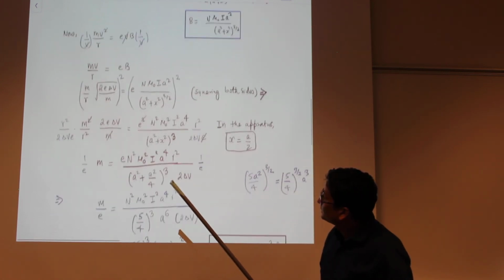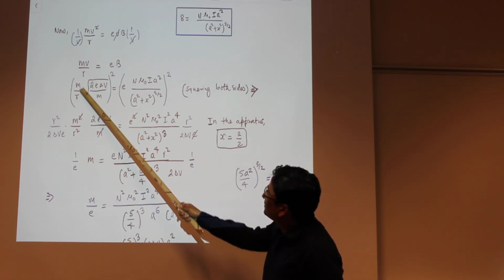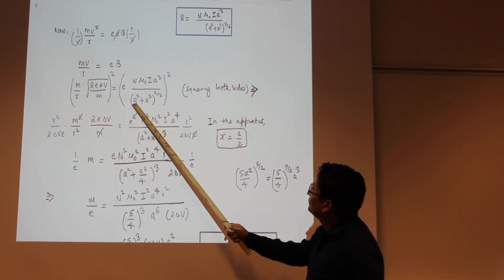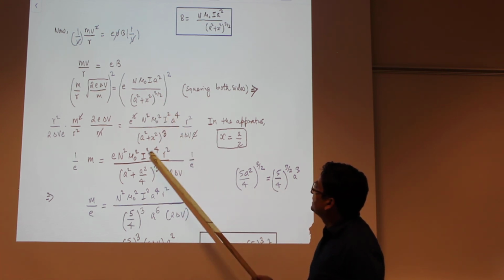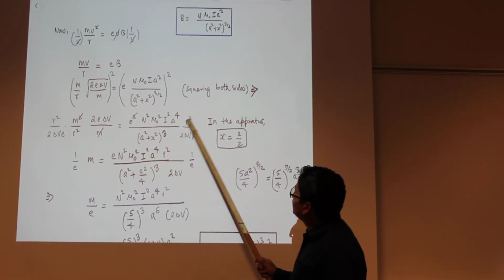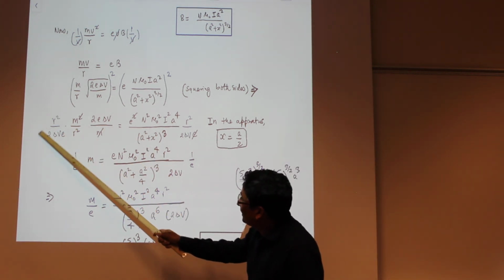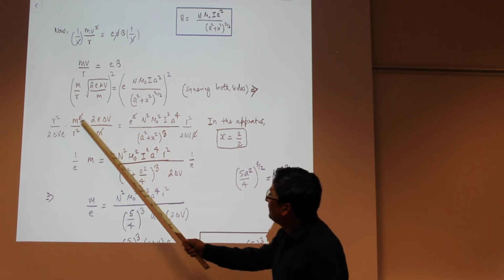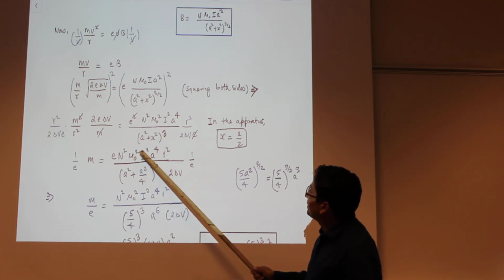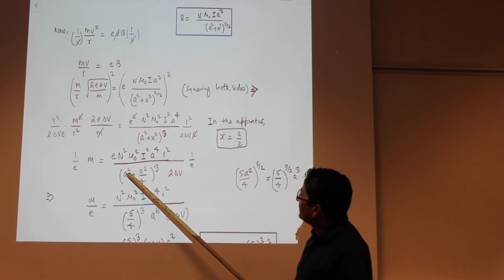When I square both sides, I get 2 e delta V over m equals e squared B squared r squared over m squared, where everything is squared, a to the power 4, and a squared plus x squared to the 3/2 becomes just to the power 3. Now I multiply by r squared over 2 delta V e, and I get m over e on this side equal to e n squared mu naught squared I squared a to the 4 r squared over a squared plus x squared cubed.